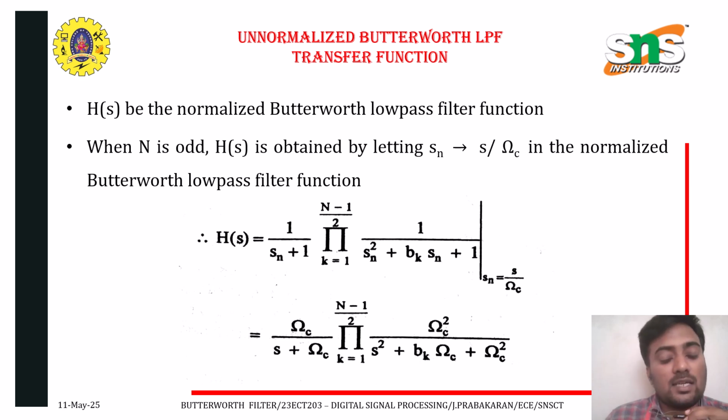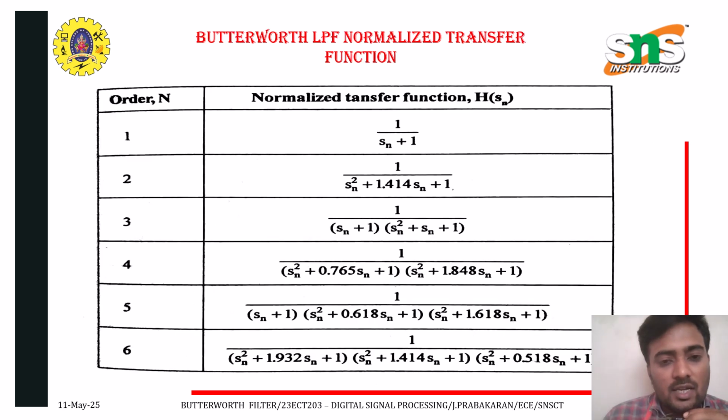Same process as the previous slide, but the formula is shown for odd N, which is H of S equals 1 divided by Sn plus 1, times the product for k equal to 1 to N minus 1 divided by 2 of 1 divided by Sn square plus bk Sn plus 1, where Sn equals S divided by omega c. This is the table for the Butterworth low pass filter normalized transfer function. For N equal to 1 to 6, the transfer functions are shown in this diagram.